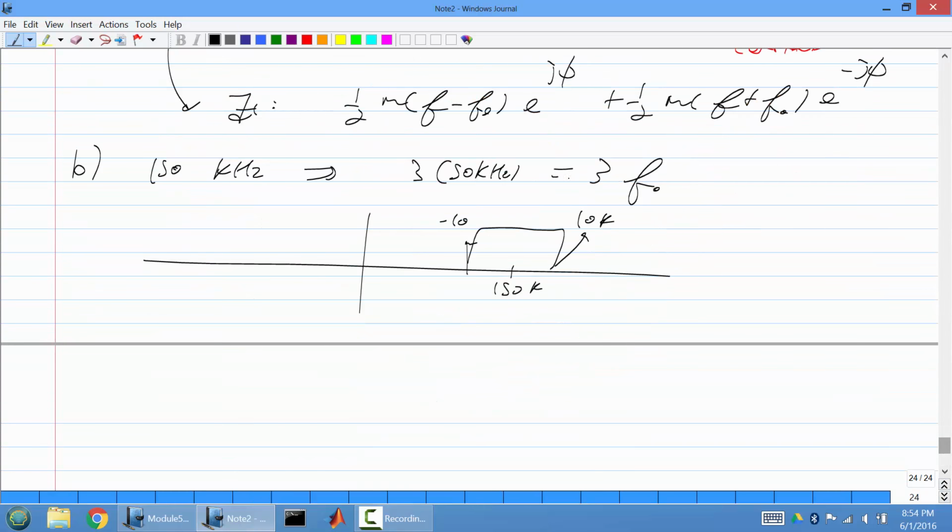So we know what the fundamental frequency is. It's just 3 times f naught. Therefore, the coefficient S3 is what we want. And then we also know that this is symmetric.